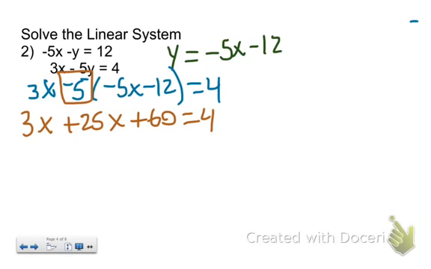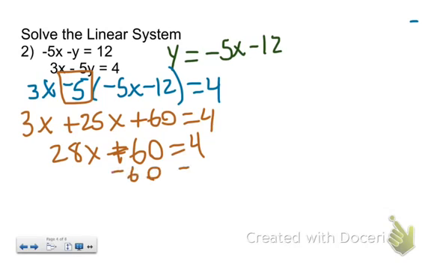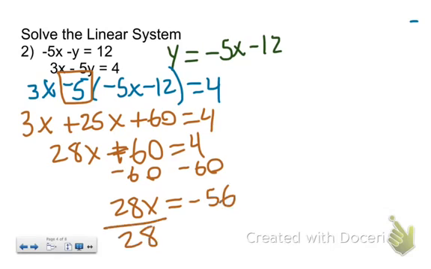Now I need to combine like terms, so 25x plus 3x is 28x plus 60 equals 4. Subtract 60, and you get 28x equals negative 56. Now if you divide by 28, x equals negative 2. So again, now that I know x, I know part of my solution, but I need to find y.